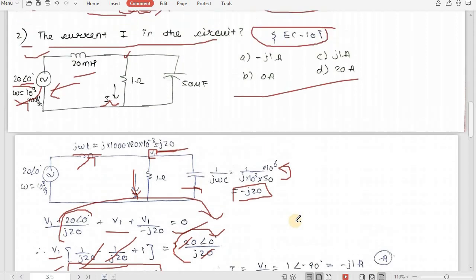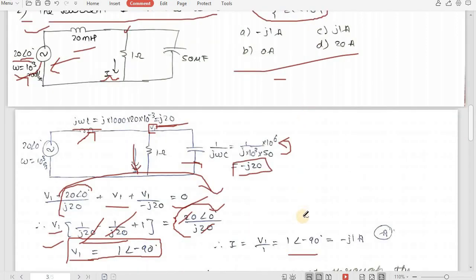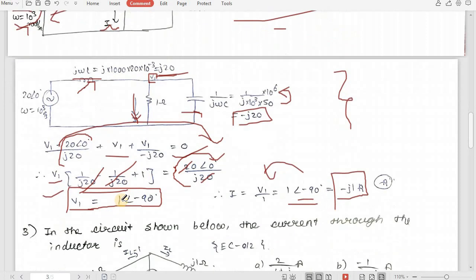Now if you see the options, you can see we have options in J form. So to convert this answer into J form, minus 90 will be converted to minus J. So the answer is minus J, 1 ampere. So you can see how easily you are solving AC circuit sums. Now let's move ahead to the third sum.